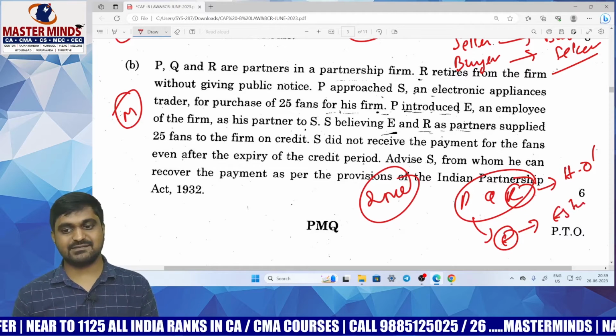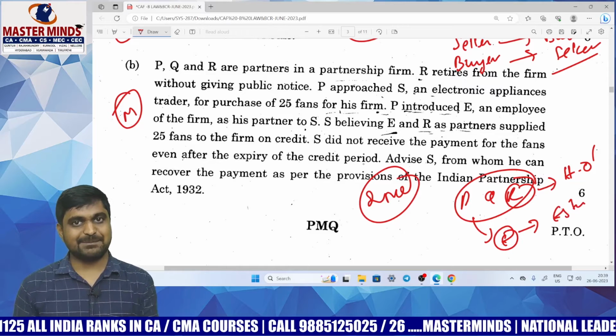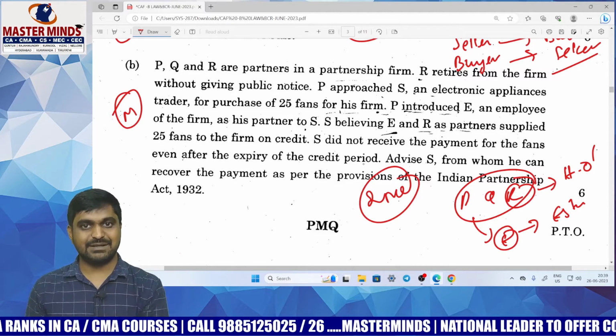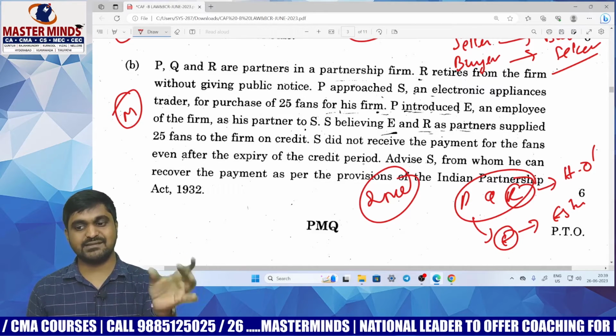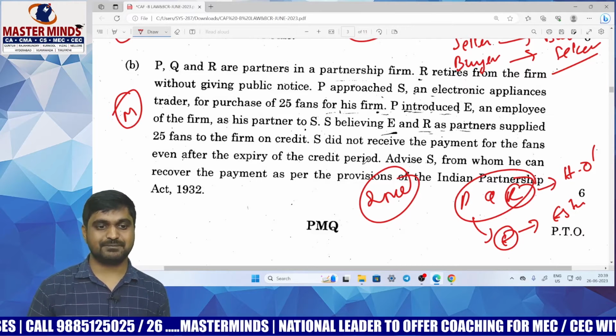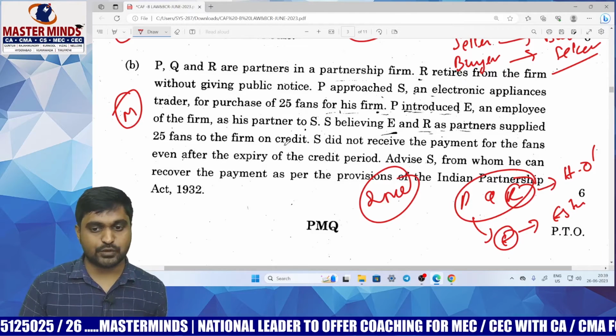Now who are the partners? P and Q, original partners. R, partner by holding out. E, partner by estoppel. Now there are 4 partners. If there is any liability, who needs to take liability now? The 4 partners need to take liability. That is P and Q as original partners, R as holding out partner, E as estoppel partner. Simple. But it is somewhat time consuming. That's why I am giving a moderate tag.